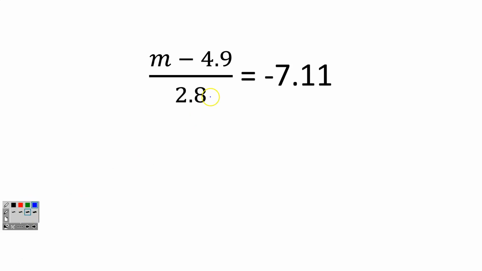This one throws a lot of people off because you want to get rid of the term that does not have a variable, but I see two terms over here that do not have a variable. So in this case, we want to get rid of the division first. We want to get rid of that line. So right now it says m minus 4.9 divided by 2.8. So the opposite of dividing by 2.8 would be to multiply by 2.8. So I'm going to do that to both sides.